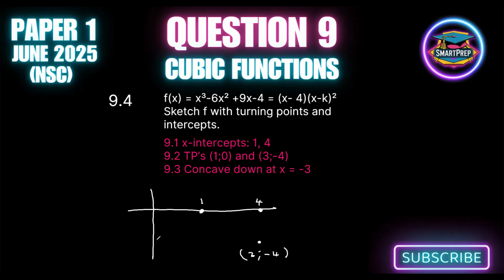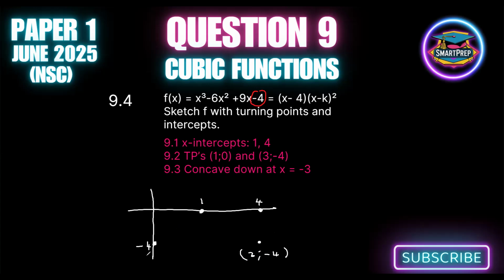And we know that our y-intercept is going to be negative 4, right? Because when we make x 0, we get negative 4. Right? So that's how we got that one.